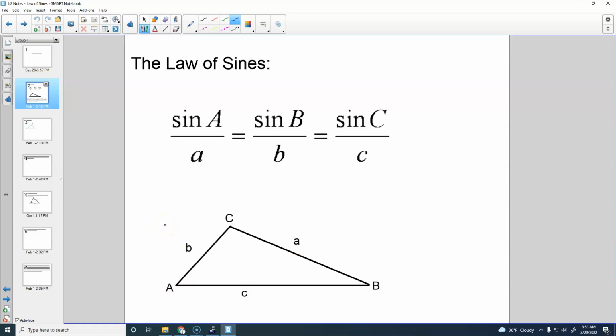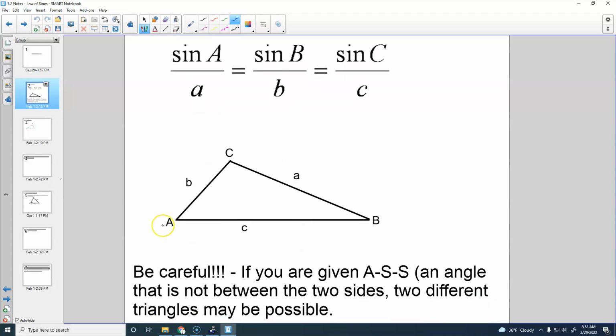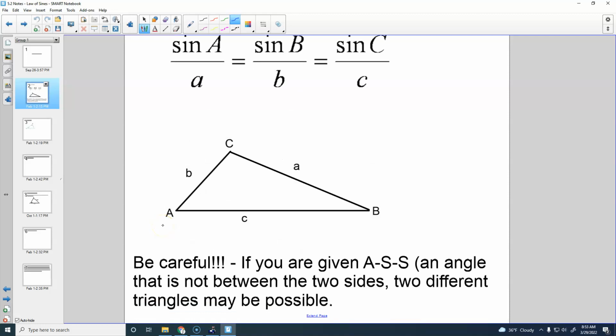All right, so the big thing we have to watch out for, the thing that law of sines would probably be easier than regular trig if it were not for, is the ambiguous case. You must be careful. If you are given ASS, this is an angle that is not between the two sides. Two different triangles may be possible.